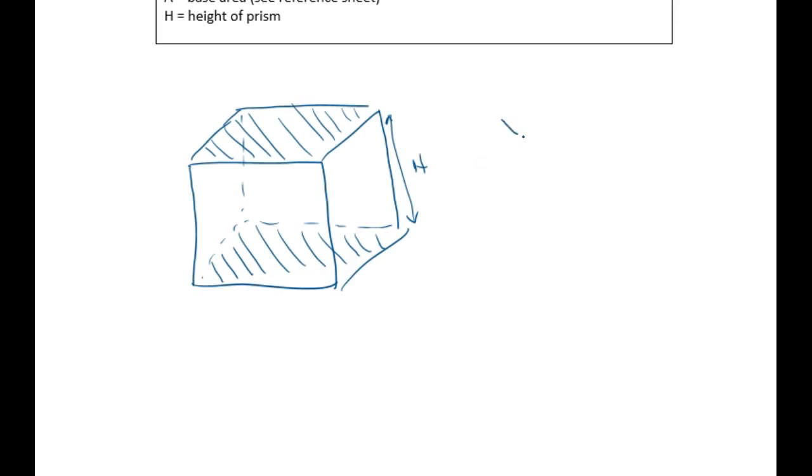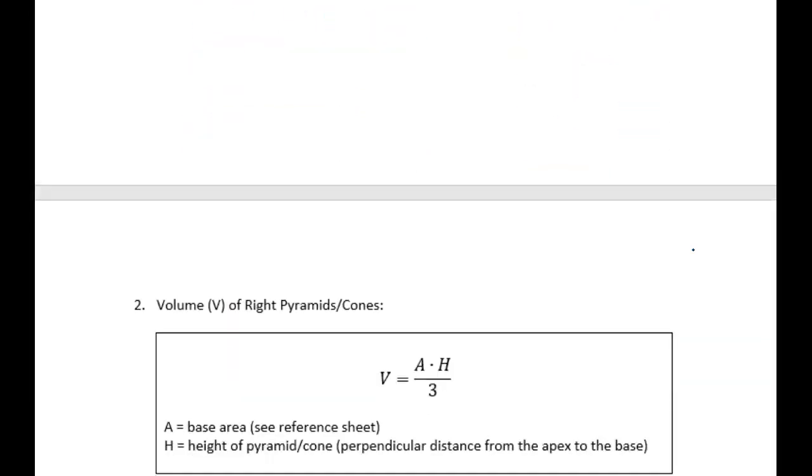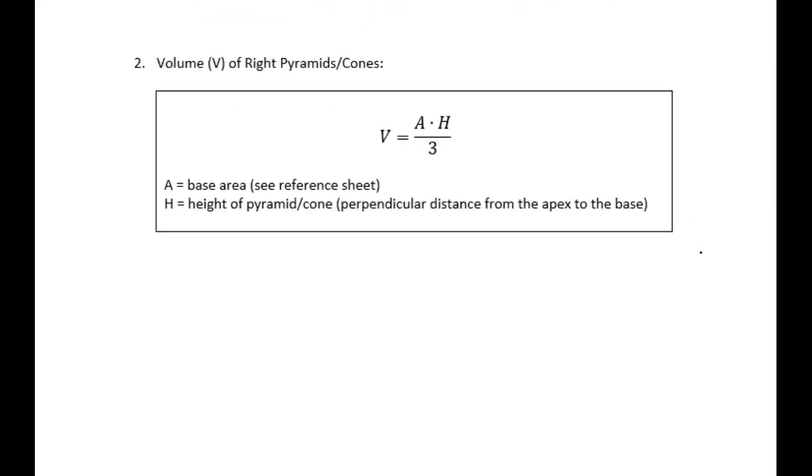You could have a cylinder with the same thing. Remember, a cylinder can be considered a prism as well. So what we do is we'd find the area of the circle and then again multiply by the height of the prism.